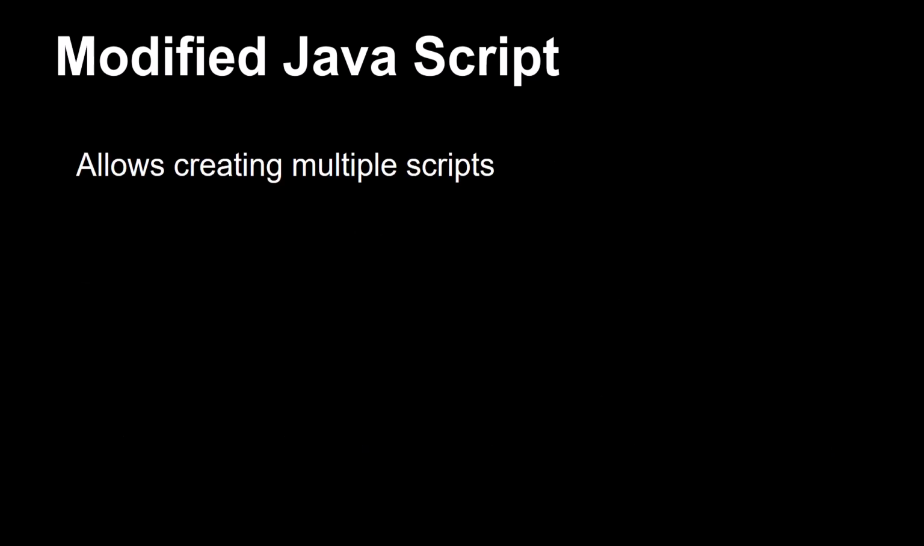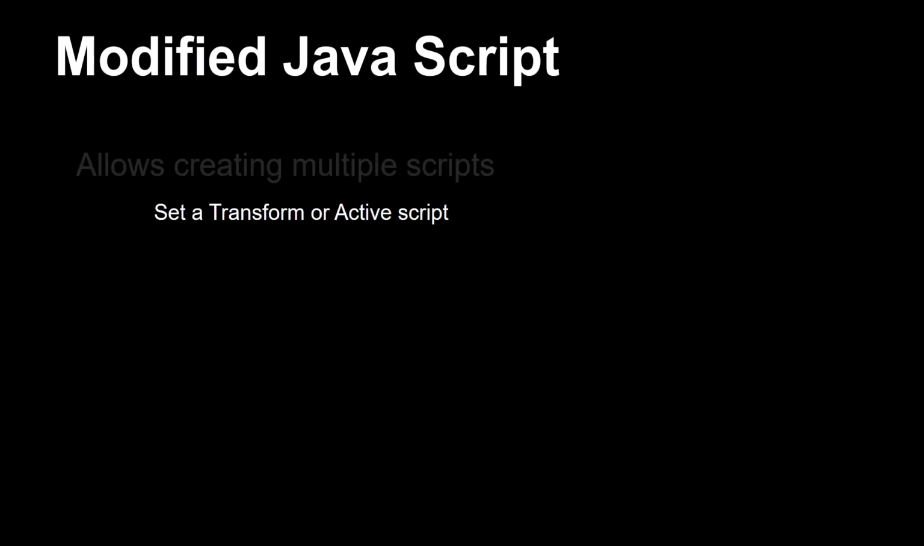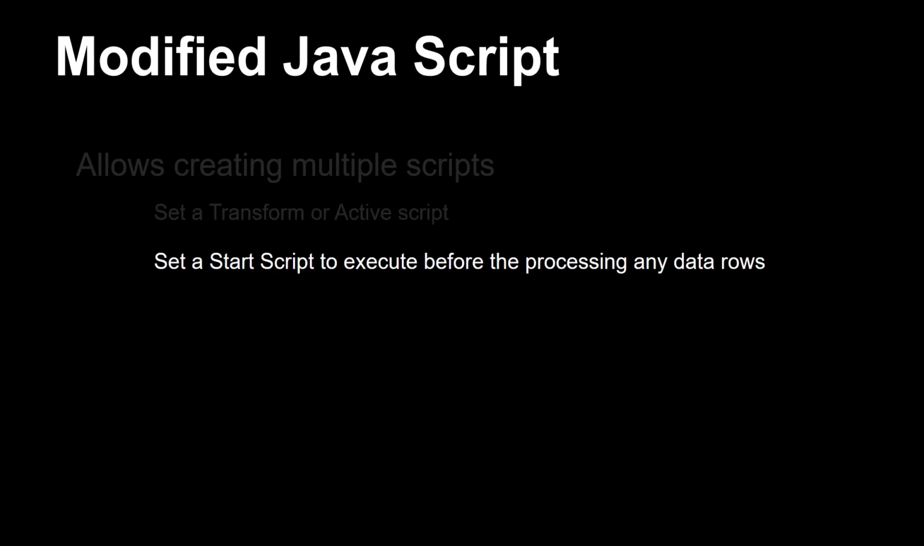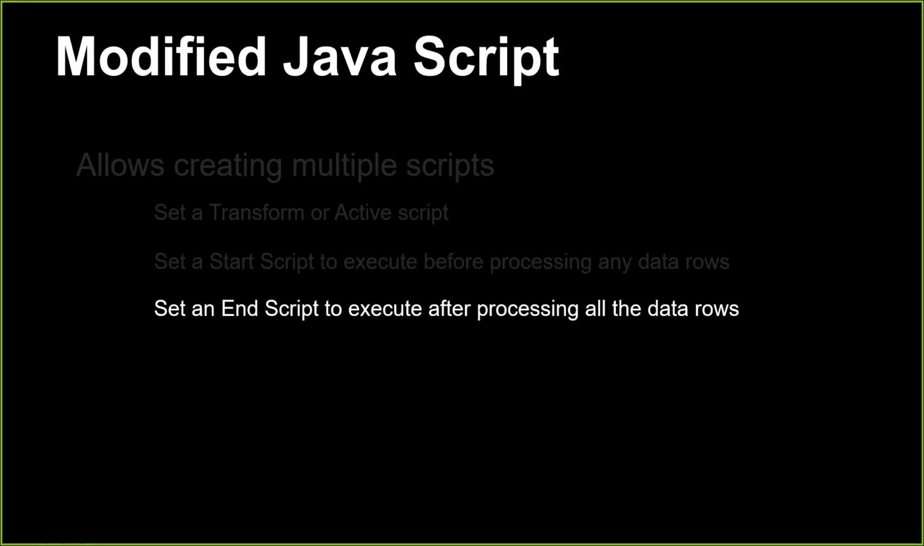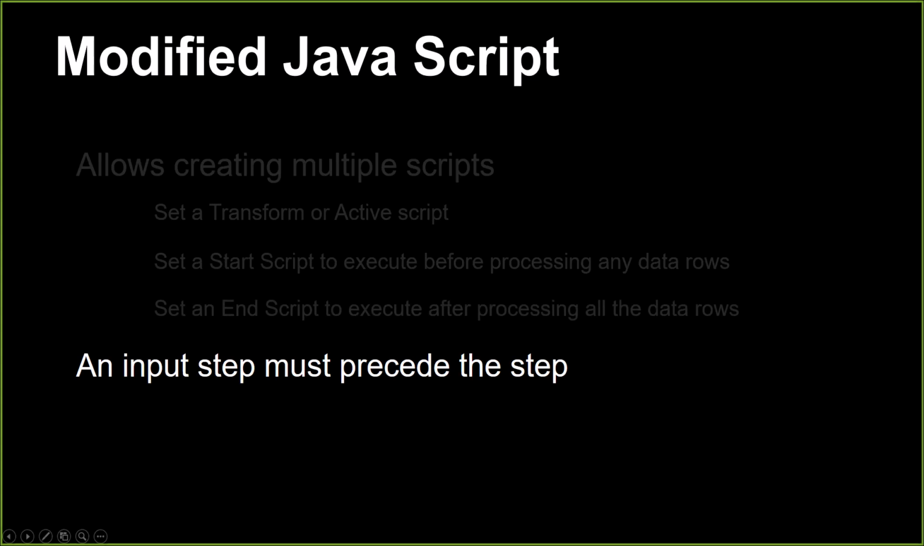Let us continue. The modified JavaScript allows creating multiple scripts. You can set a transform or an active script. You can set a start script to execute before processing any data rows. And you can set an end script to execute after processing all the data rows. The modified JavaScript step is not a row generating step. Hence, it cannot be the start step in a workflow. An input step must precede the step.